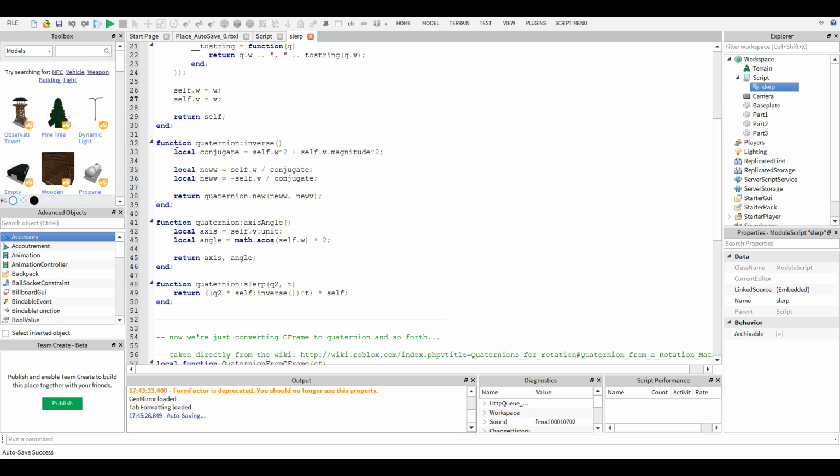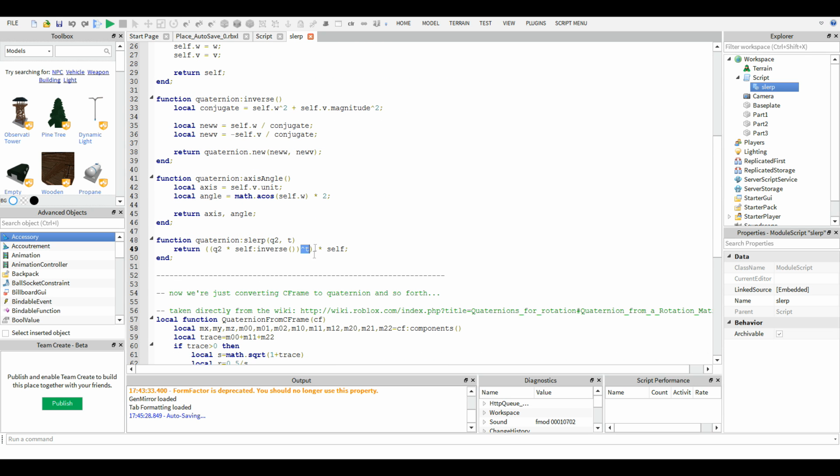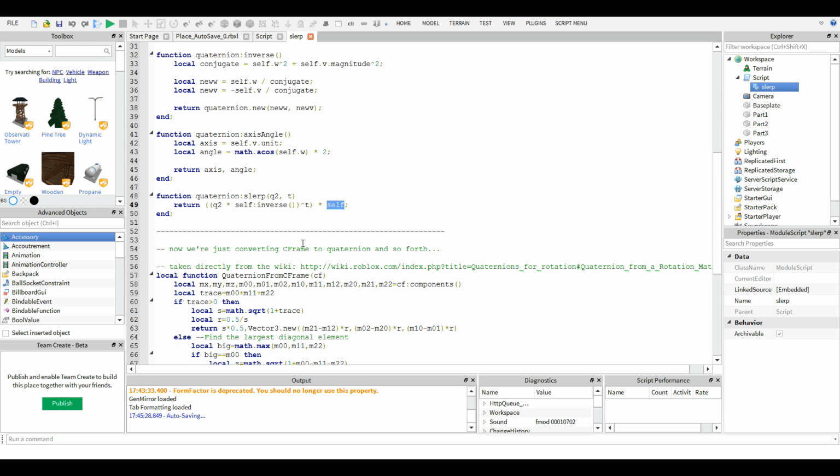So in terms of inverse, we take the conjugate, and we know how to do this. We went over all this. The W is that divided by the conjugate, and negative V divided by the conjugate. And we create a new quaternion with it. And then finally, we have an actual slerp method. So we have the Q2, which is where we're going to. This part here, Q2 times self times inverse, is getting that difference. Then we're taking it to the power of t, which we already did the metatable stuff up here, so that's the actual slerp part. And then once again, we add that back to the original, which is self.